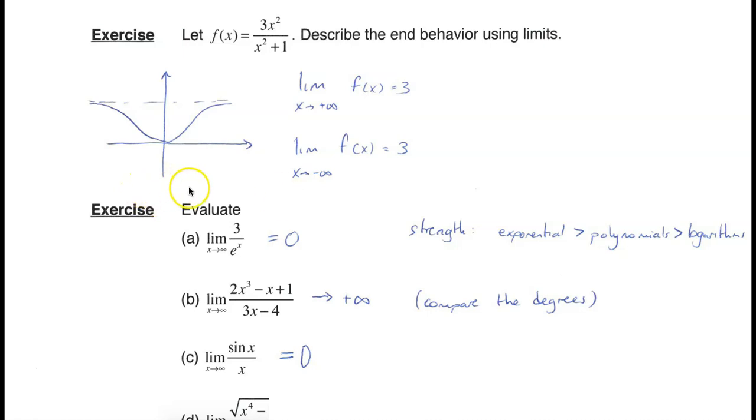This is a graph of the function, but of course we didn't need that to answer the question, but it can help now see the kind of function that could have such an end behavior.